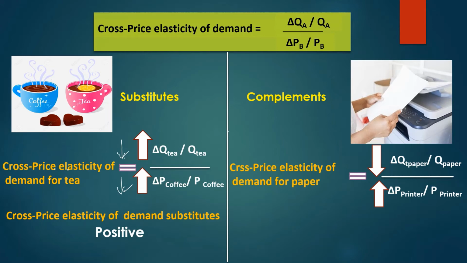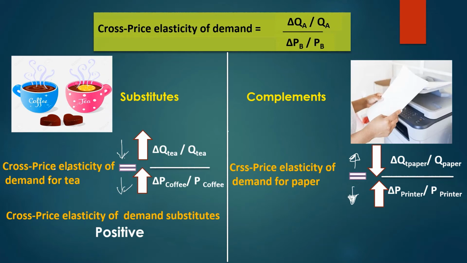In the same way, you can understand the other situation: when the price of the printer decreases, so printers become cheaper for people, there will be an increase in demand for printers. So when people are buying more printers, then of course there is an increase in the demand for paper.